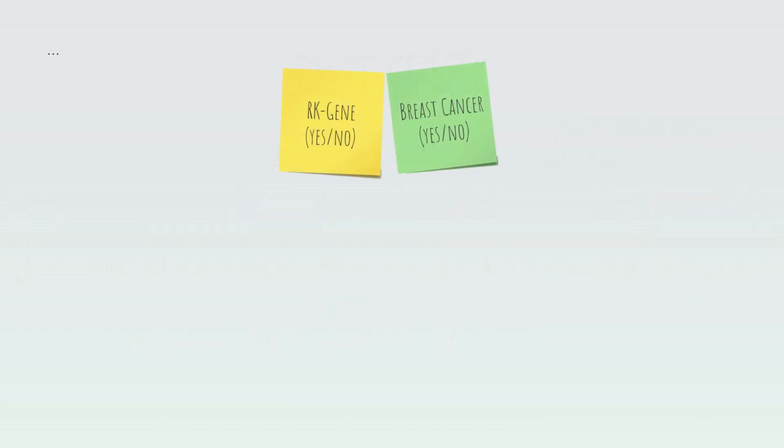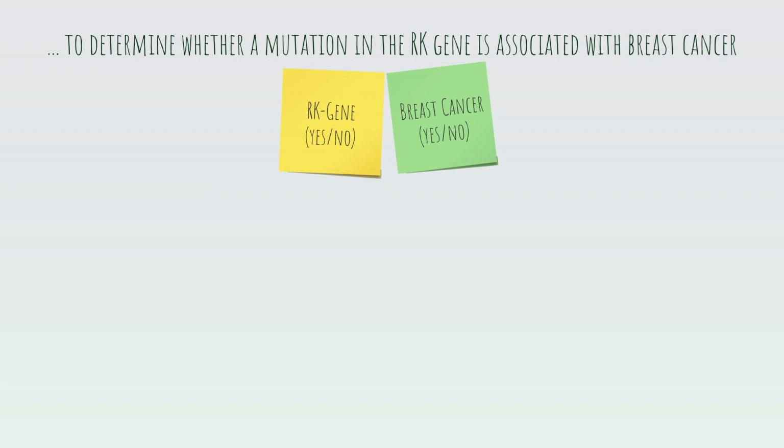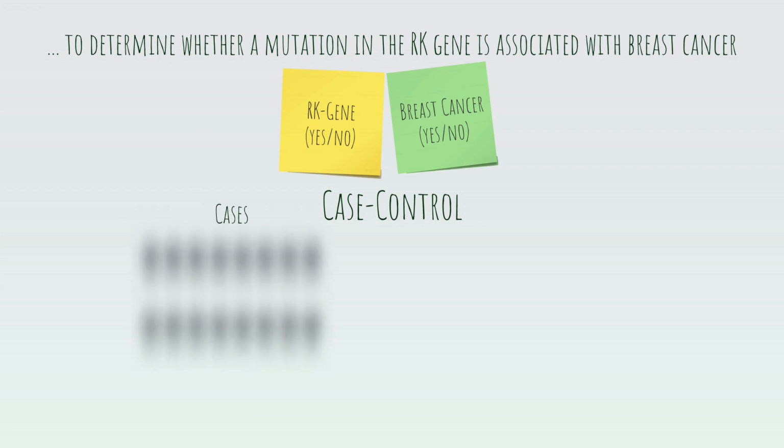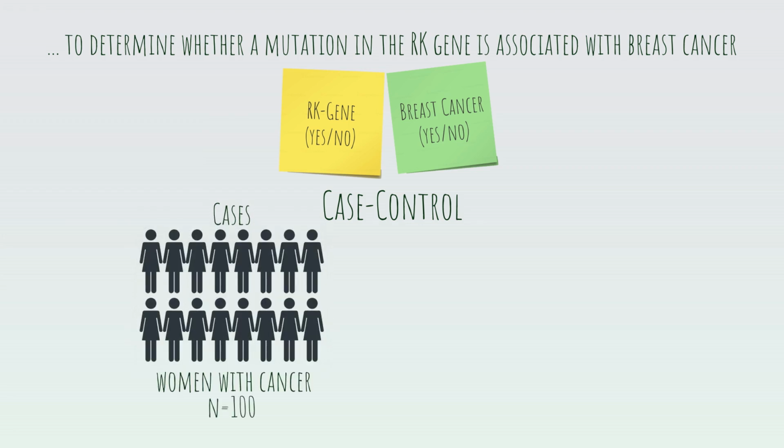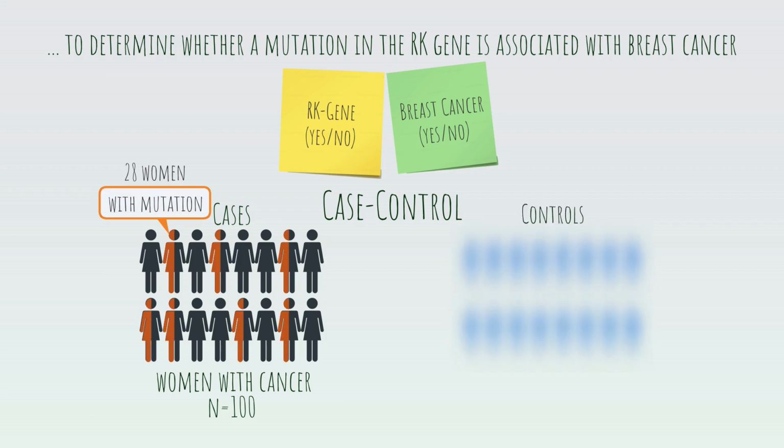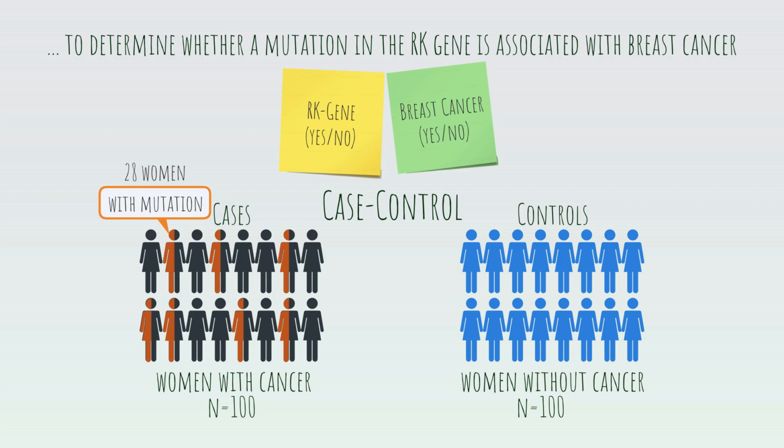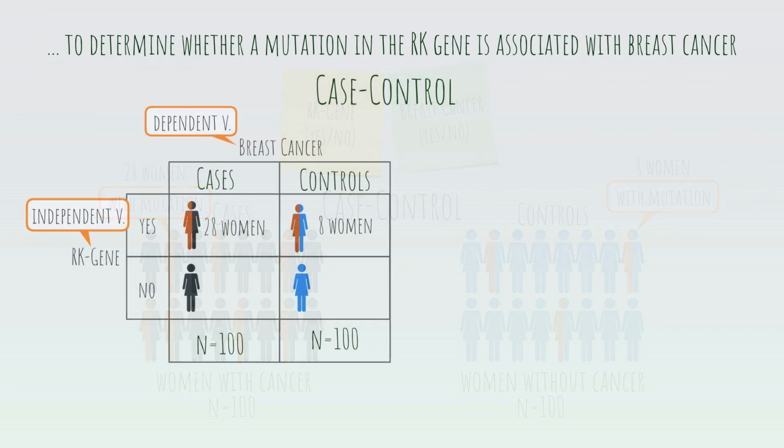Another possible approach to determine whether a mutation in the RK gene is associated with breast cancer is to conduct a case control study. Suppose we include 100 women with breast cancer and determine whether they have a mutation in the RK gene. We then match and pair them with 100 women who do not have cancer and check for the mutation in these individuals as well. Then we can make a 2x2 table and include the remaining values accordingly.